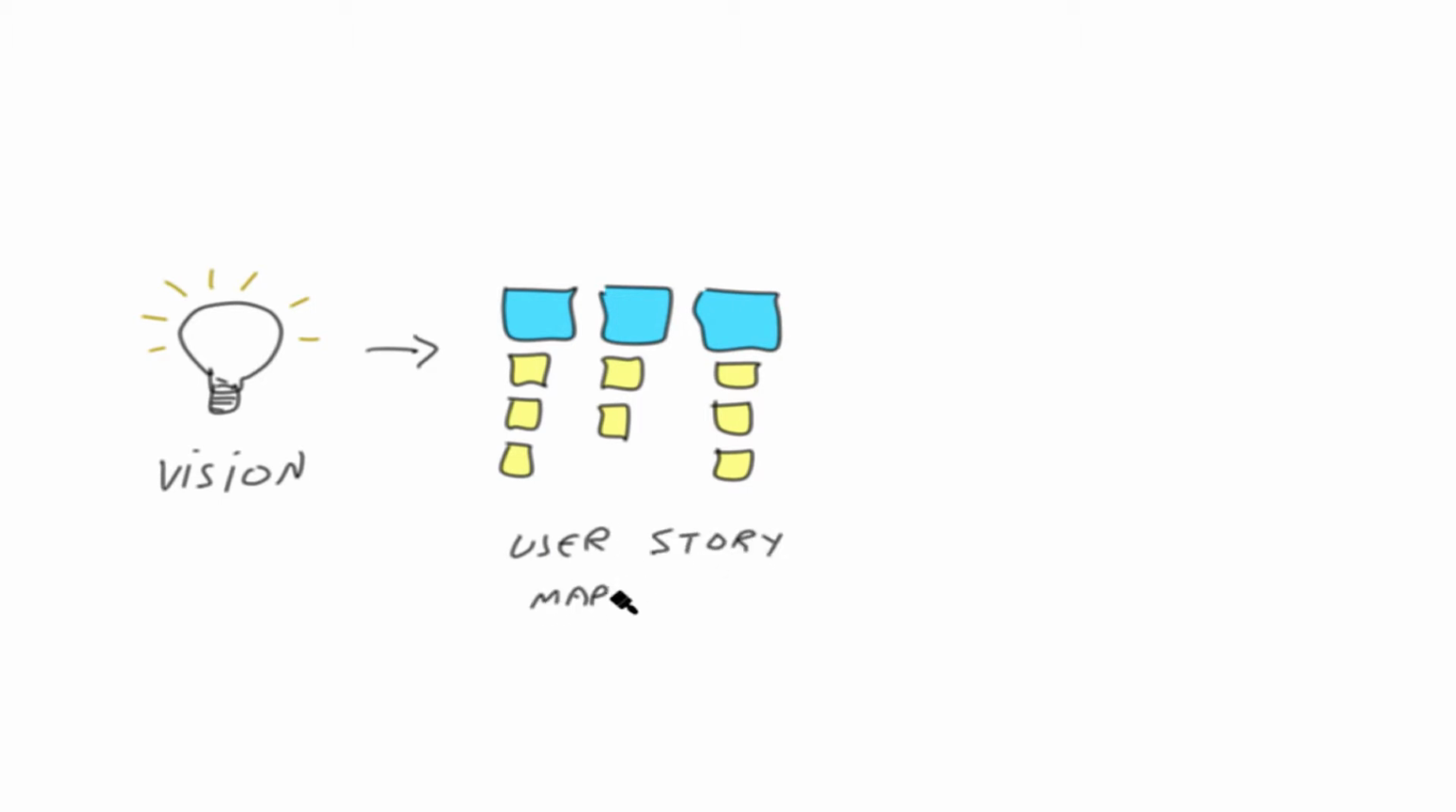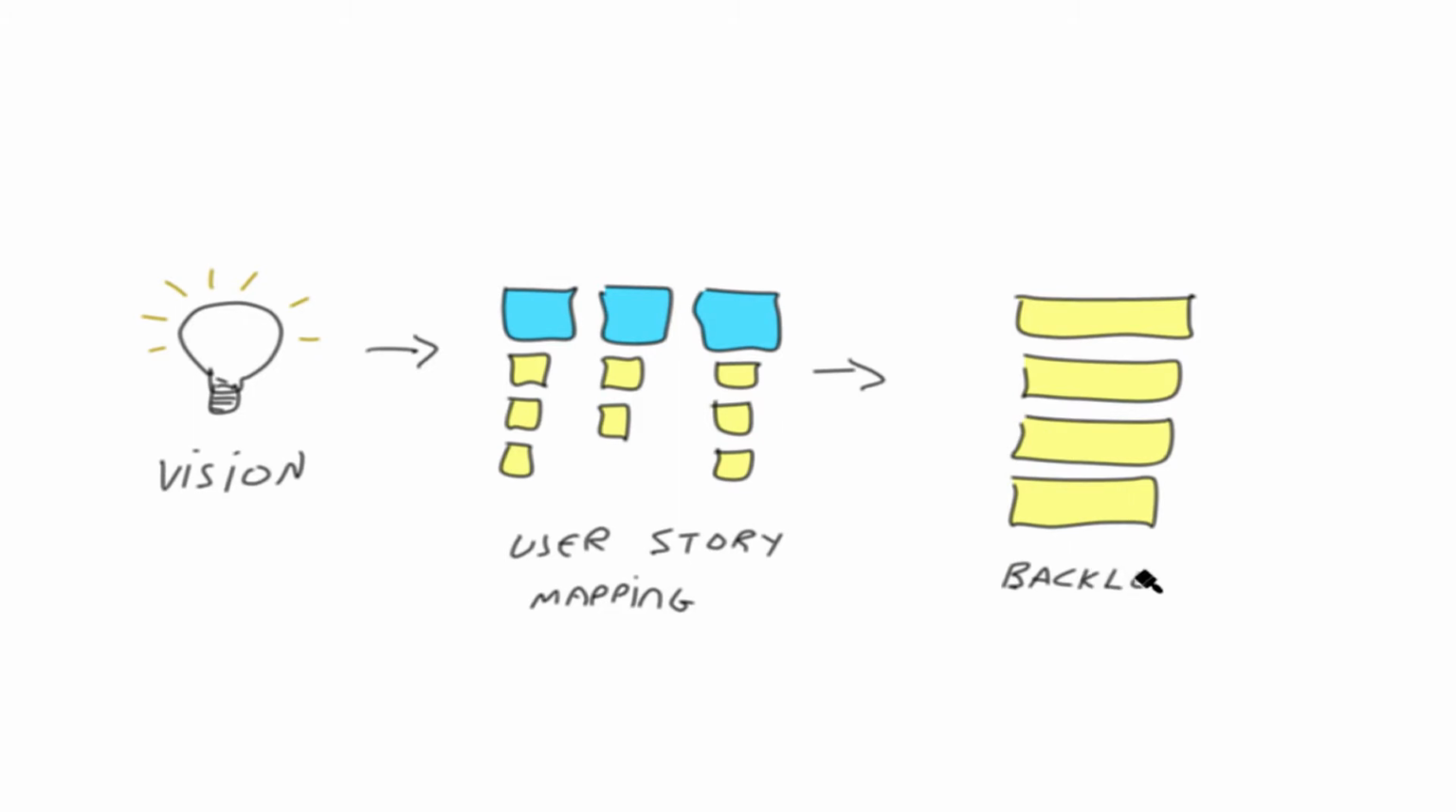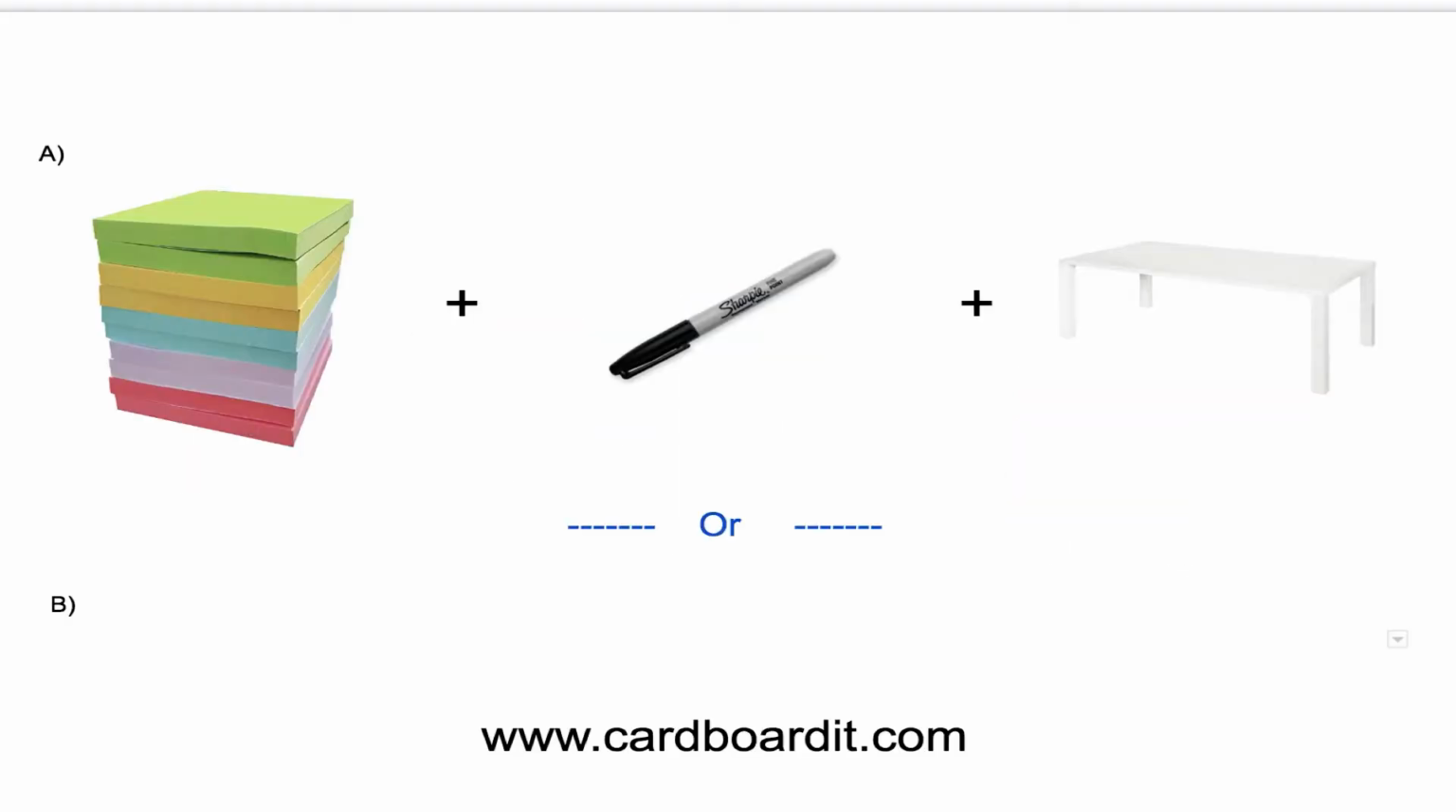Now, we need to decompose that high-level product vision, and we'll use an approach that is user-centric. That is, we'll brainstorm our initial backlog around the user journey using an approach called user story mapping. And we'll use the output of that exercise to build our initial backlog. Okay, so we are now ready to begin the practical portion of this course.